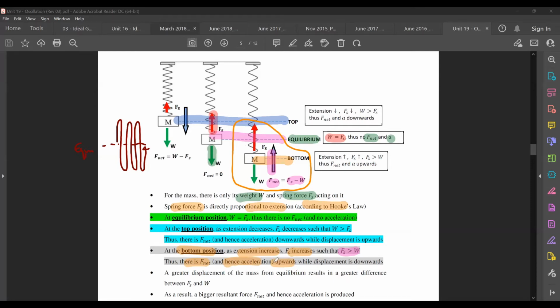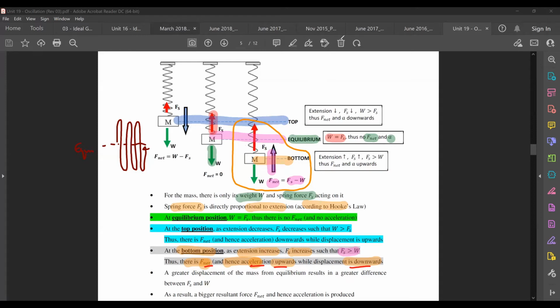But this one is where your displacement is downwards. You have a net force and acceleration upwards when displacement is downwards. Your displacement of your mass from equilibrium is downwards here. So this one is what you see.